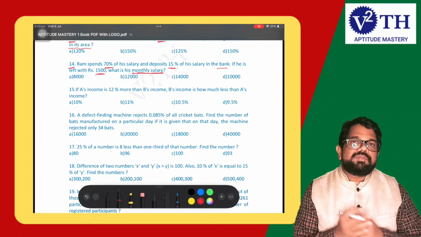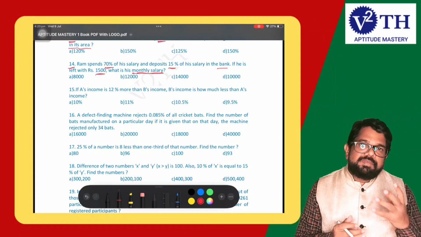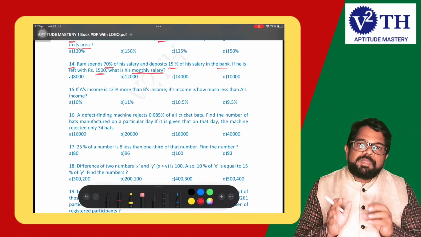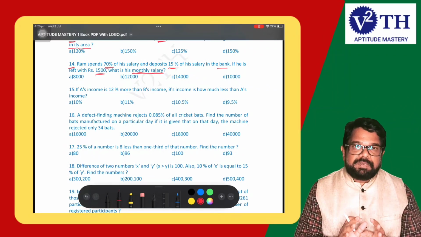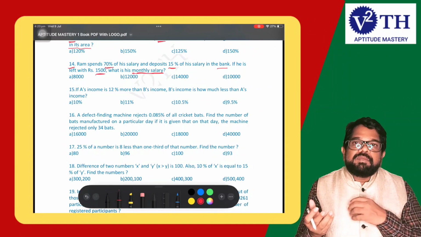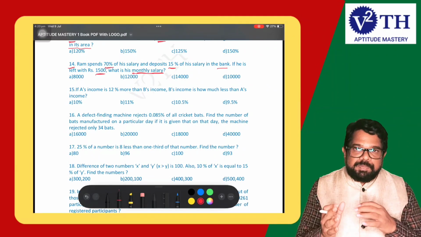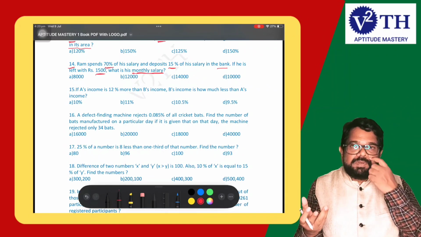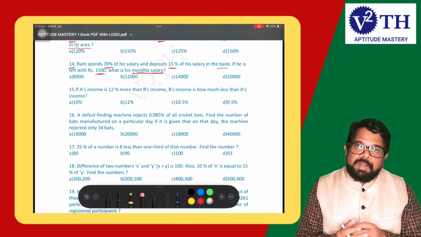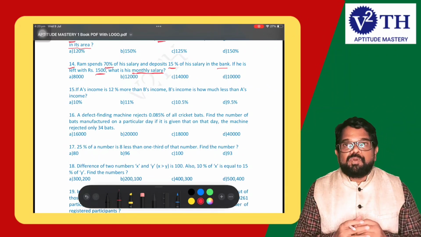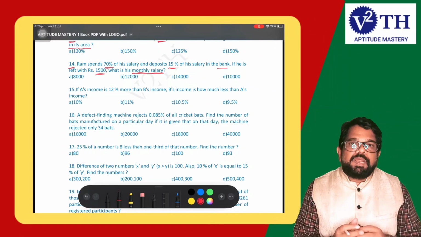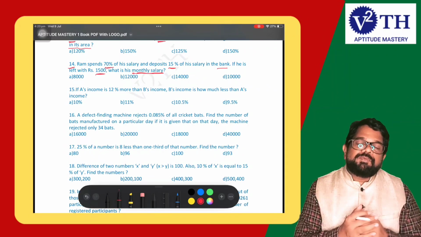Without using pen or paper, you can say very easily: 70% he spent and 15% he deposited. Means total how much he spent? 70 plus 15, 85% he spent. 85% spent means remaining: in the 100%, 85% he spent means 15% he has. According to percentage, he has 15%, but how much money he has? It is given 1500 rupees. According to percentage, 15% he has, but according to money, 1500 rupees.